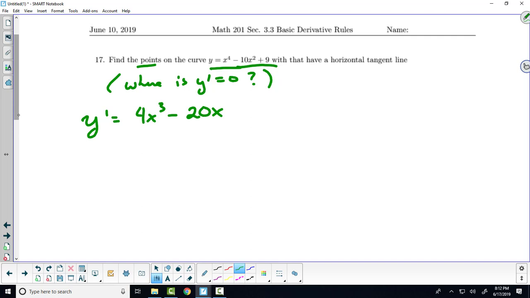Okay. Now, what if I said, find the points on the curve that have tangent lines of slope 28? What would I do? I would set the derivative equal to 28. I don't usually ask that question because we're not usually interested in where the slope is 28. But we might be, right? We might want to know if this was a position function, when are you traveling exactly 28 miles per hour? You would set the derivative equal to 28, right?